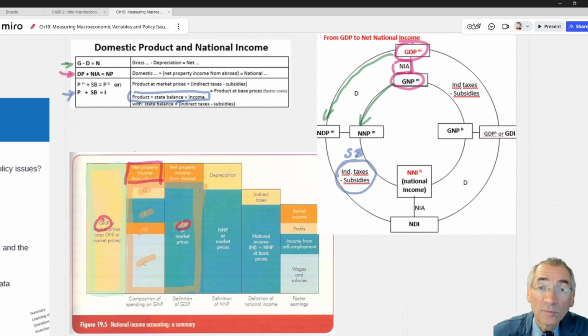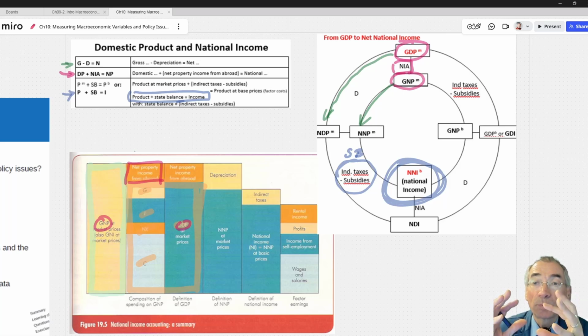On the other hand, the government pays transfer payments to households and subsidies to firms, and both are meant here. And this is called the state balance. And after you do this, you come to the income, and especially when we go down here, the NNI, the national income. And that's also why the whole graph is called from GDP to national income.